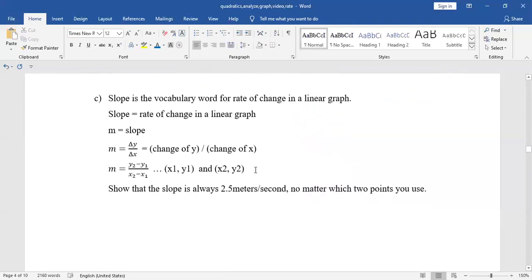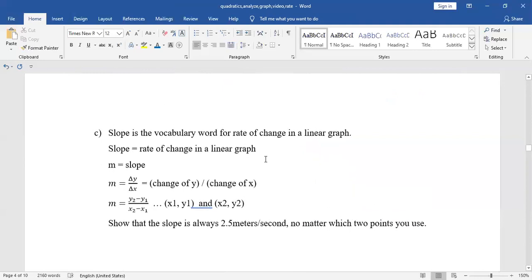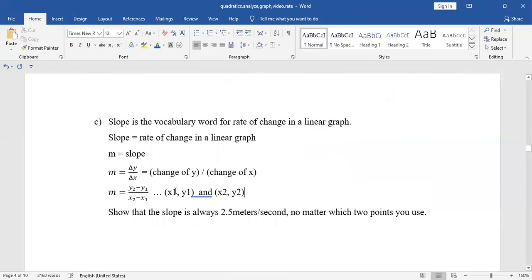So we're going to use this formula to show that the slope is always 2.5 meters per second, no matter which 2 points you use. We did that a little bit with the graph, and now we're going to do it with the algebra, okay? Now notice I called this x1, and I wasn't able to make the subscript very quickly, but I'll do that just so that no one gets confused, because that should be x sub 1 and y sub 1.